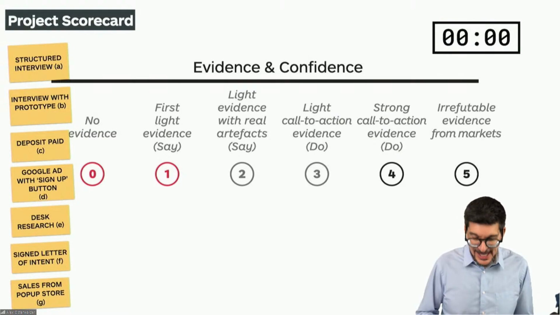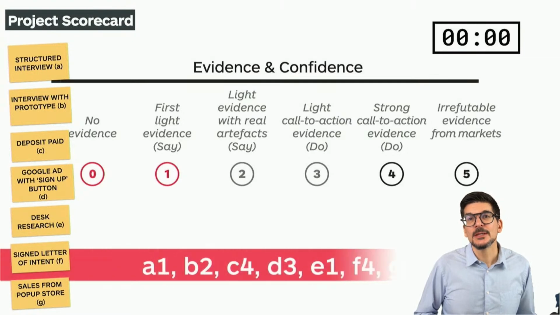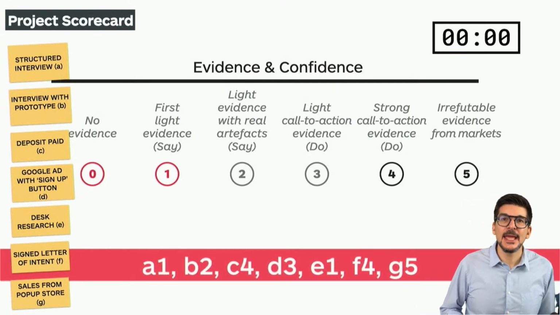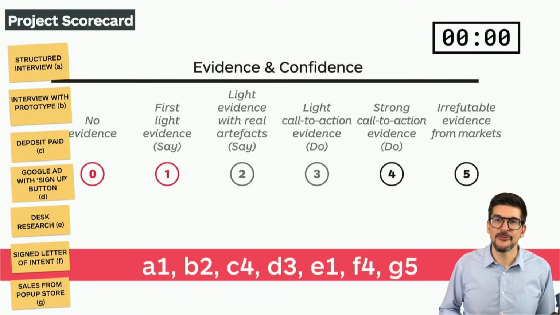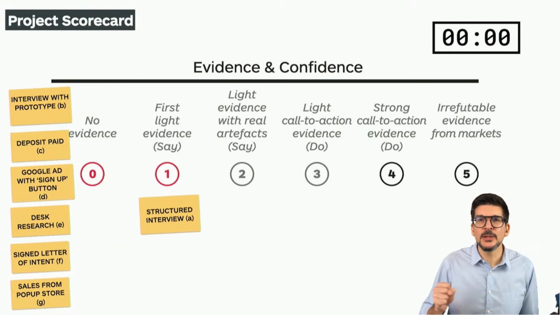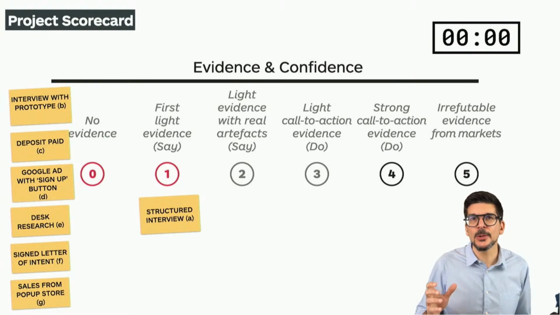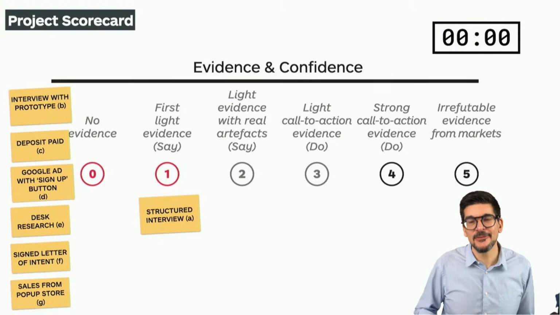Okay, so I hope a couple of you participated, typed into the chat window. So the solution is A1, B2, C4, D3, E1, F4, G5. So a structured interview, which often teams say, oh, we know this idea is going to work because people told us it's going to work. It's a great start, but it's level 1 evidence.